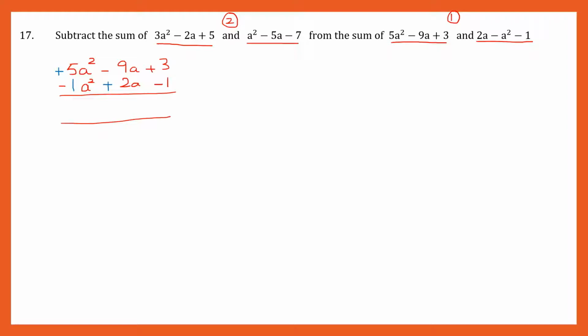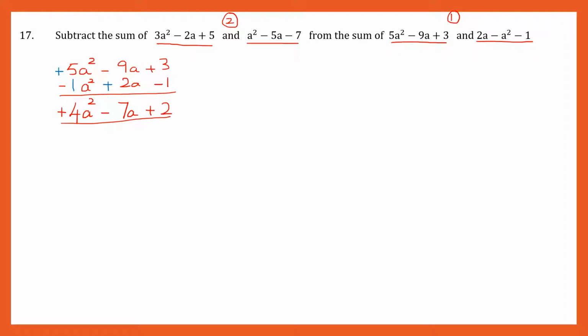Now let's start with a square. Plus 5 minus 1. When signs are different, put the sign of the bigger number and subtract. 5 minus 1 is 4a square. Again, signs are different. Put the sign of the bigger number and subtract. 9 minus 2 is 7a. Here, signs are different. Put the sign of the bigger number and subtract. 3 minus 1 is 2. So we found the sum of the first two expressions.